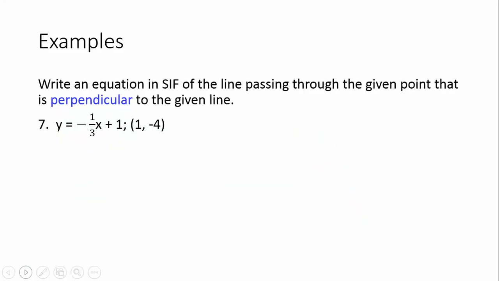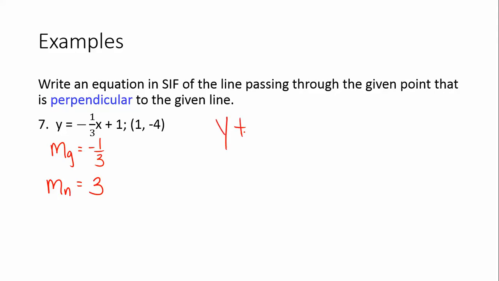I'm going to try this one on your own. You can pause the video. We have the slope of the given line is negative 1/3. So the slope of the new line, since they're perpendicular again, is a positive 3. It's kind of the reverse of the last problem. I think we just flipped them around here.